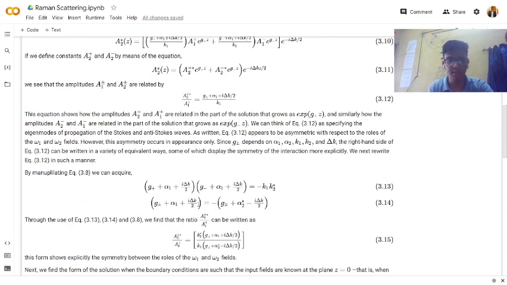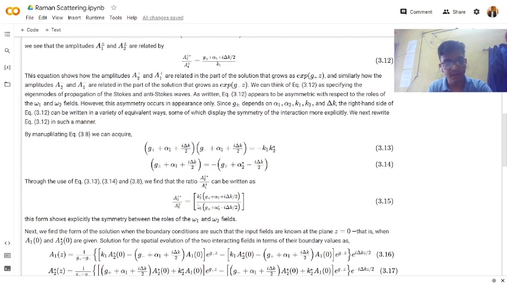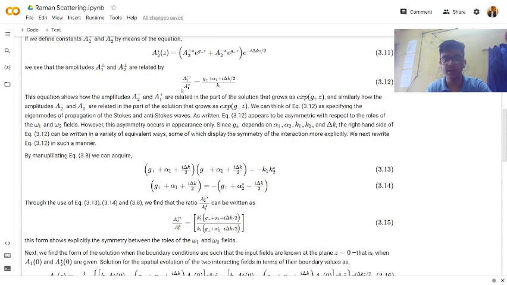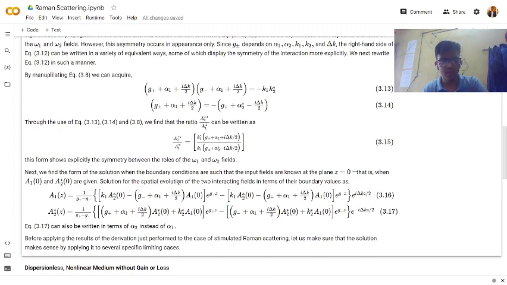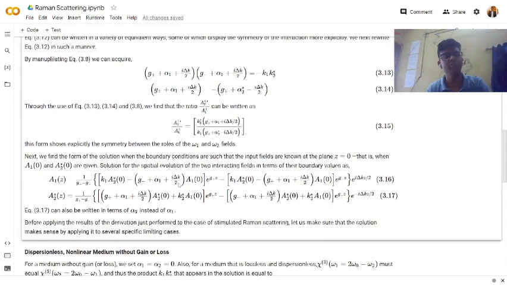These two relations can be acquired from equation 3.8. So using equations 3.13, 3.14, and 3.8, we can rewrite the ratio which we obtained here, which is equation 3.12, this way. If you observe the form very carefully, this form explicitly shows the symmetry between the roles of the omega 1 and omega 2 fields. So this is how we show symmetry.